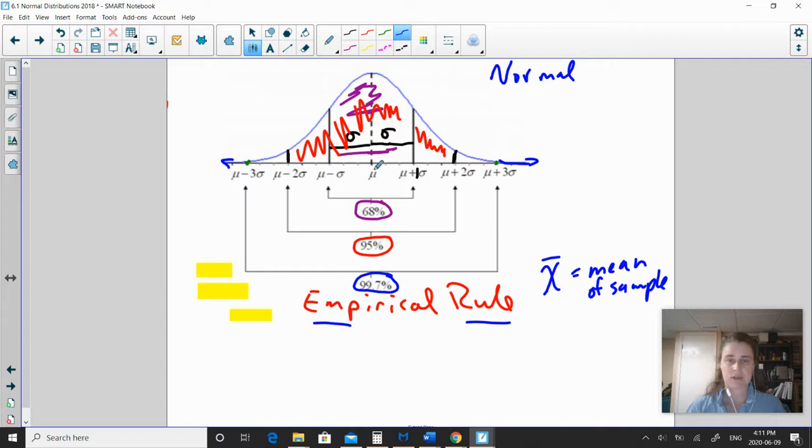Oh yes, and just a reminder, X bar is for the mean of a sample. But right now we're talking about mu, so that is a population. So within 1 standard deviation of your mean, you have 68% of your population if it follows a normal distribution and it is a continuous random variable. Within 2 standard deviations from your mean, you would have 95% of your population, and within 3 standard deviations from your mean, you would have 99.7% of your population.